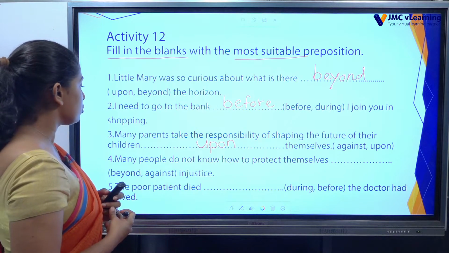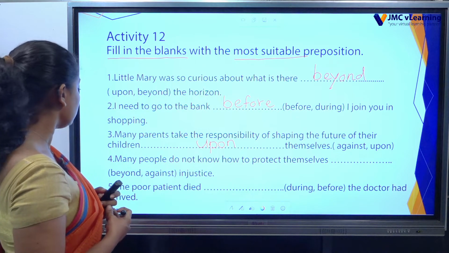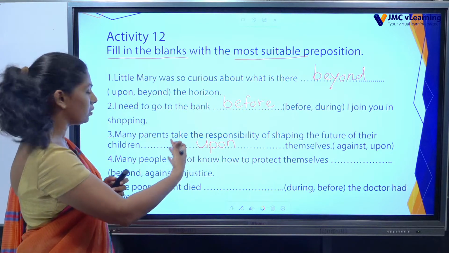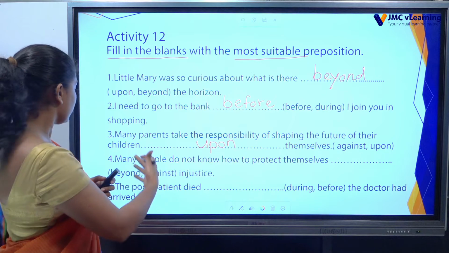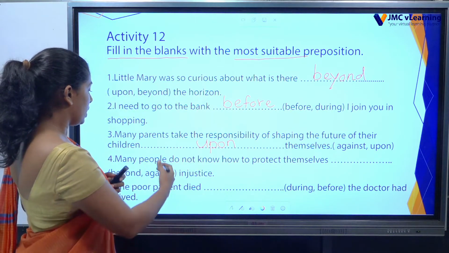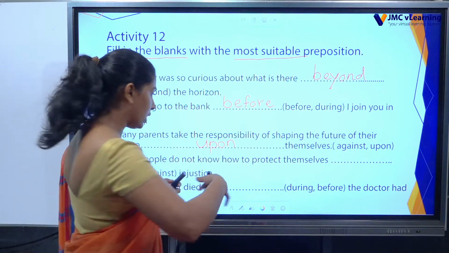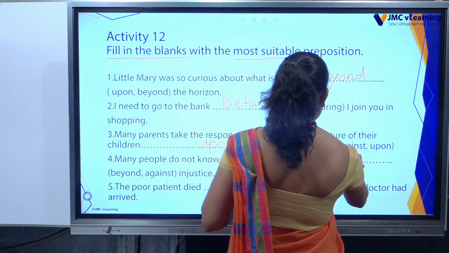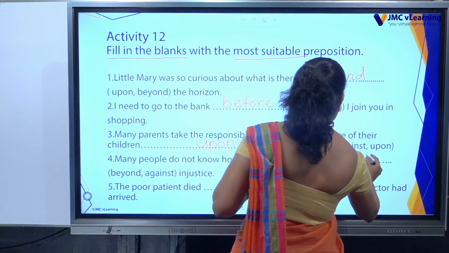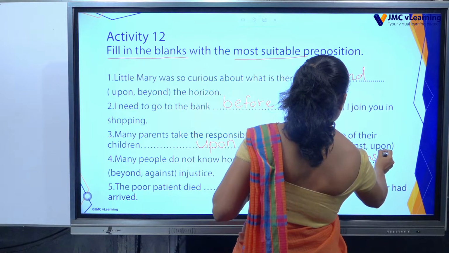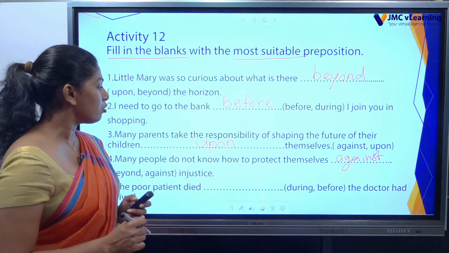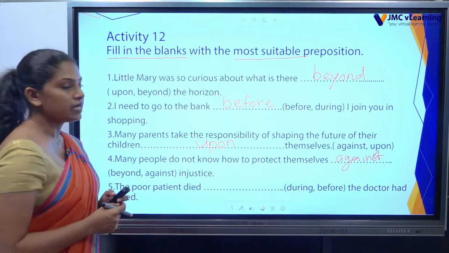Many people do not know how to protect themselves beyond. Can we use beyond for that? If we write beyond, it gives different ideas. So many people do not know how to protect themselves against injustice. So against that, how we can act against that. Okay, then many people do not know how to protect themselves against injustice.